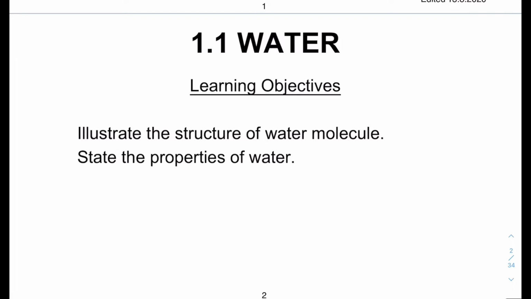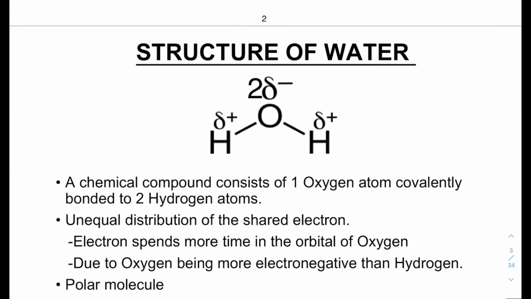So maksud dia, after this lesson, kamu kena boleh melukis dan melabel water molecule. The second learning objective, you must be able to state the properties of water. So kamu kena boleh nyatakan 6 properties of water. Nyatakan, tidak perlu memorize explanation lah, just nyatakan. So remember, when you do revision, revise based on a learning objective lah. Okay, revision kamu berdasarkan learning objective.